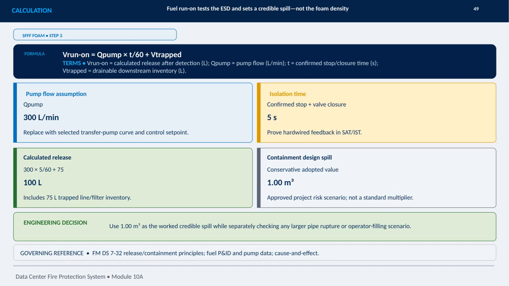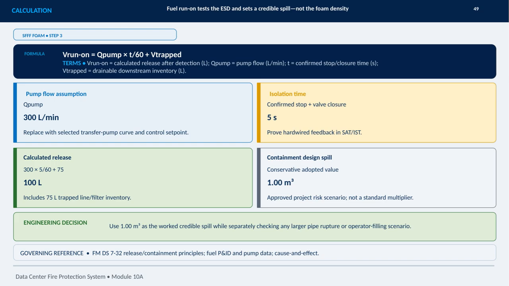This slide shows how we calculate the credible fuel release for the containment design. The key point is that the run-on test evaluates the ESD response and establishes the spill scenario, not the foam density. The calculation is straightforward. Pump flow multiplied by confirmed stop and valve closure time, divided by 60, then added to the drainable inventory trapped downstream. For this worked example, the assumed pump flow is 300 liters per minute, and the confirmed isolation time is 5 seconds. That gives 25 liters of pumped run-on.